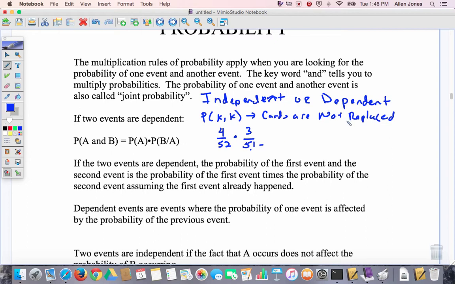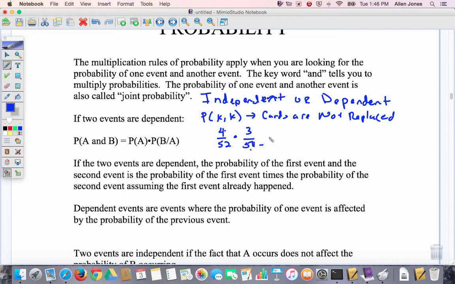dependent events. Now again, one more time, 4 out of 52 is how many kings are in a deck of cards, 4, 52 total cards. So that's a dependent event. We did not replace that card, so to move on to the second event it had to be a king. There's only 3 kings left, 51 total cards left.